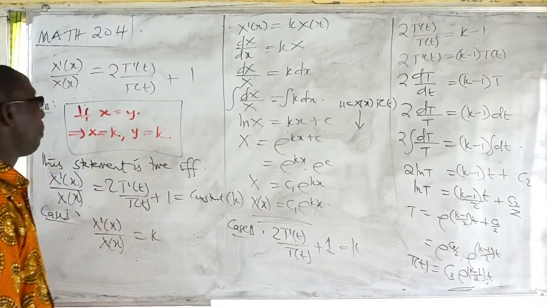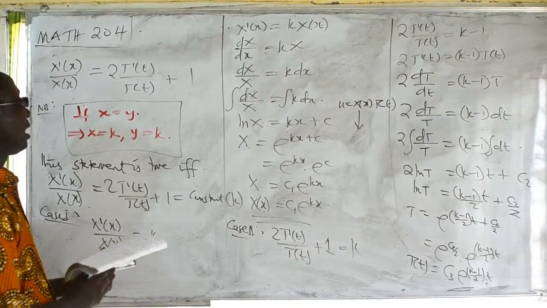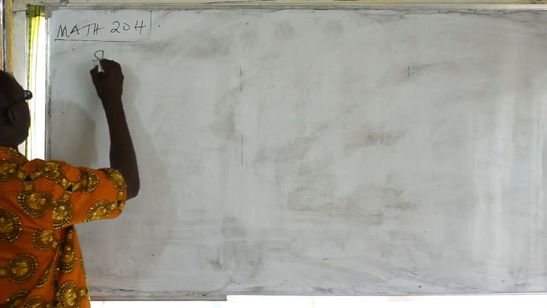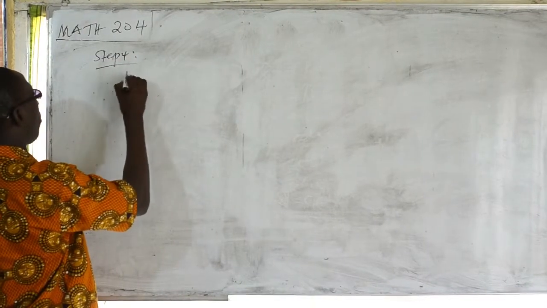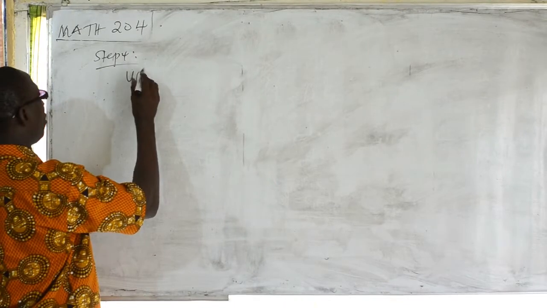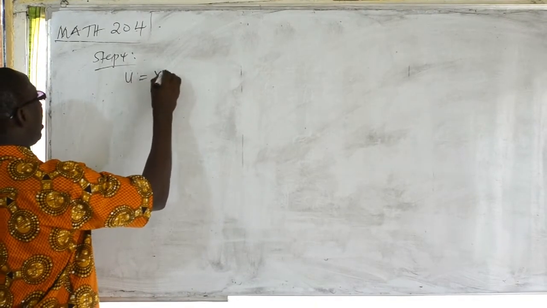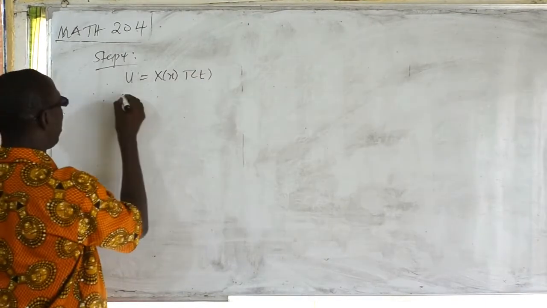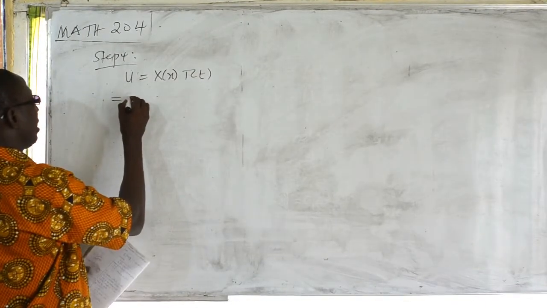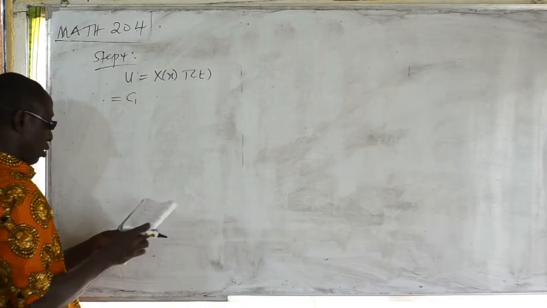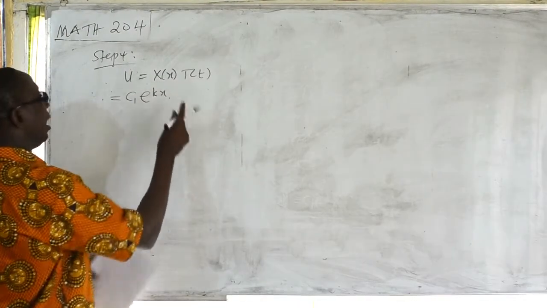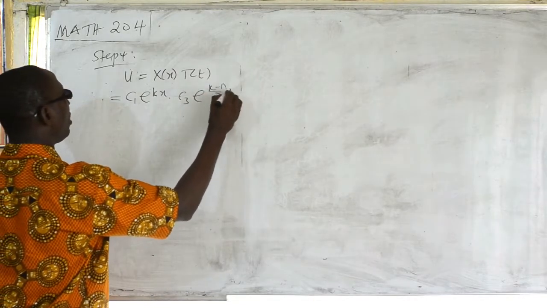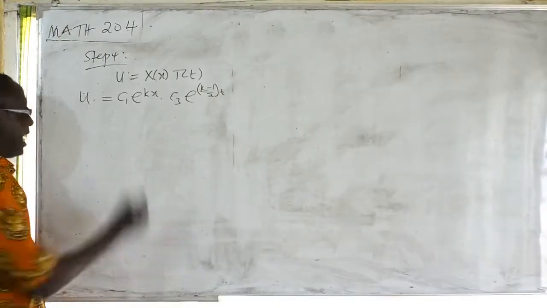So step number 4. Step 4 is we will recall back that u of x,t is the same as X of x times T of t. The X of x answer we had as c1 e to the kx, and the T of t we had c3 e to the (k minus 1) over 2 t. This is the answer we had for u. This is actually the general answer.